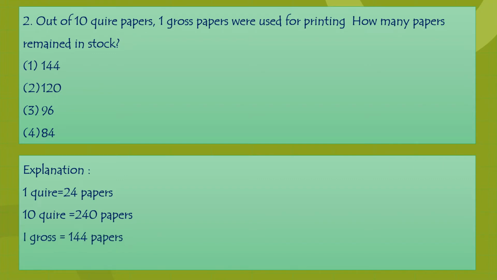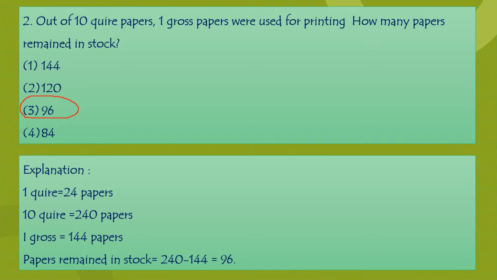Means 144 papers. So, if I remove 1 gross of paper from the 10 choir of paper, that means 240 minus 144, it will be equal to 96. Understood? So, 96 is the correct option. So, option number 3, that is 96, is the correct alternative.